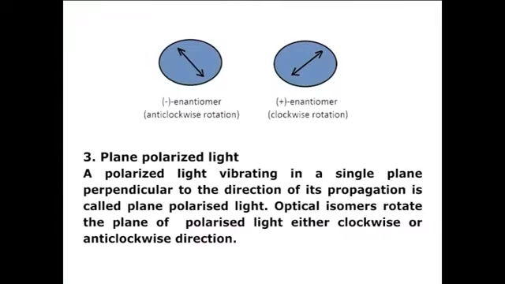Number 3, plane polarized light. A polarized light vibrating in a single plane perpendicular to the direction of its propagation is called plane polarized light. Optical isomers rotate the plane of polarized light either clockwise or anticlockwise.